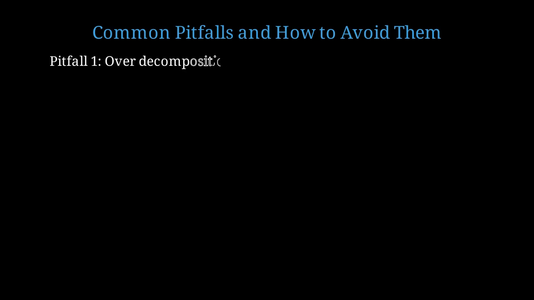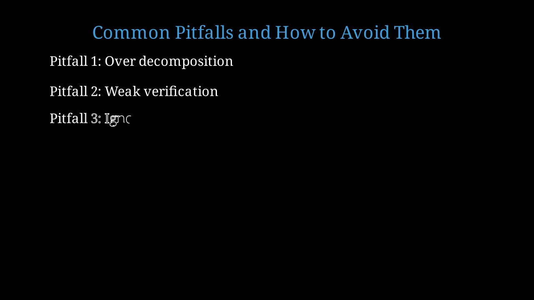Pitfall 1. Over-decomposition. Breaking tasks too finely creates excessive overhead. Aim for 5 to 10 subtasks, not 50. Find the sweet spot. Pitfall 2. Weak verification. Verification checks must be truly independent of the solution method. Don't just recalculate the same way and compare. Pitfall 3. Ignoring dependencies. If subtasks have hidden dependencies, your decomposition is flawed. Map dependencies explicitly before decomposing.